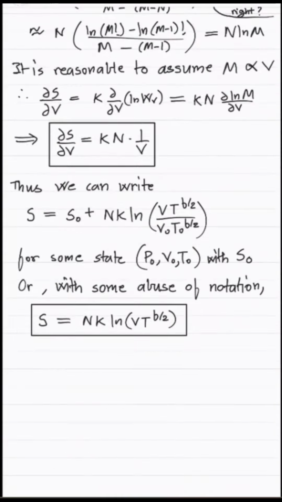What we finally get is just this thing, that our entropy can be given as number of particles, well, actually not number of moles, number of particles. So entropy is just number of particles times the Boltzmann constant times natural log of volume times temperature power f upon 2. And of course, this is just with abuse of notation. The proper equation would be S equal to S naught plus nk natural log of pt power f upon 2 upon v naught t naught power f upon 2. All right, yeah, so that's it.